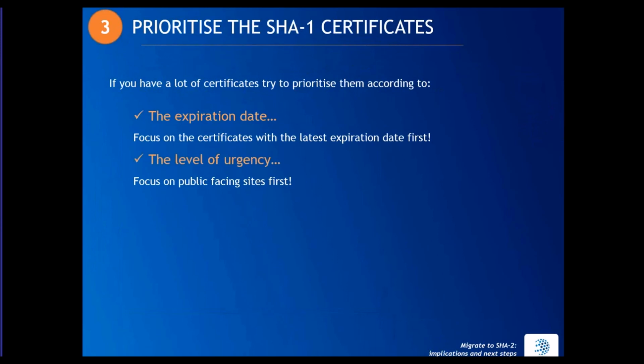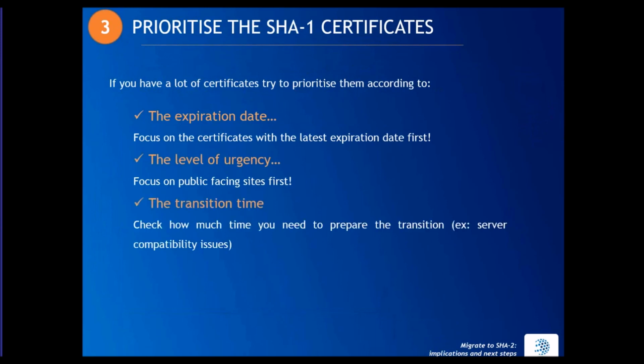Okay, so you want to have your priorities set out. The first is the expiration date. The second is the level of urgency. Are they public facing or not? And thirdly, you want to be in complete control of the transition time. So check how much time you need to prepare the transition. For example, is your server compatible or not? Are there issues? Do I need to do an upgrade first? Do I not need to do an upgrade? Okay, so check that before you move from SHA-1 to SHA-2.